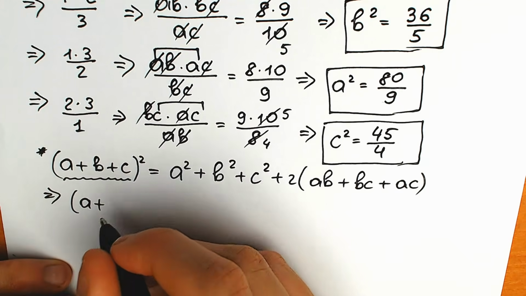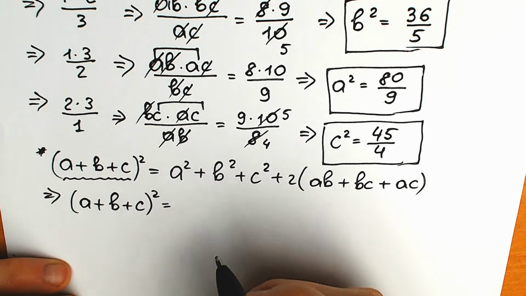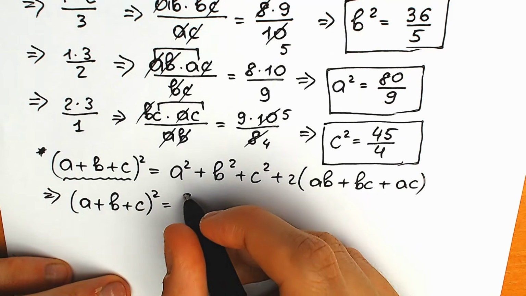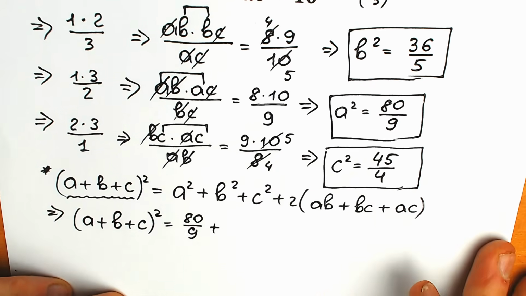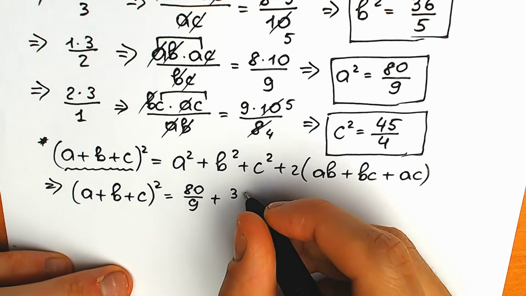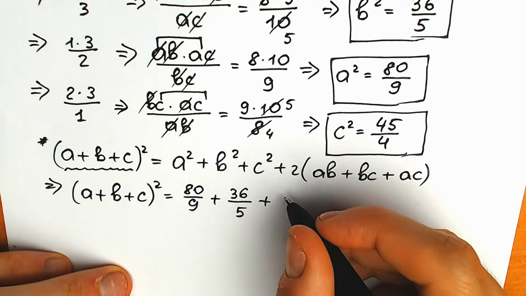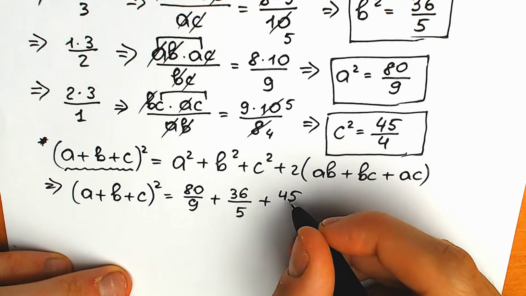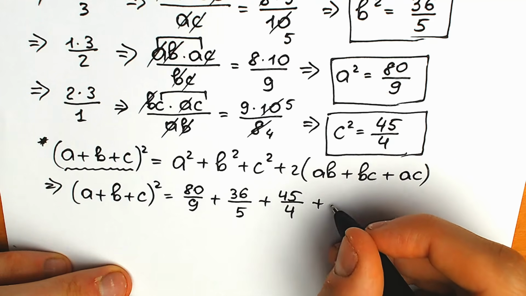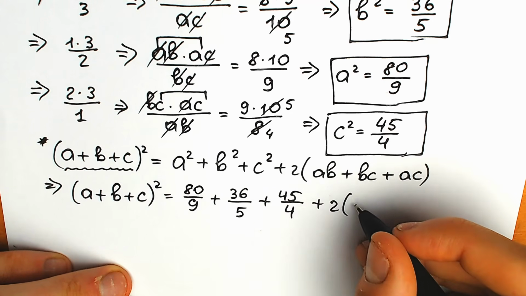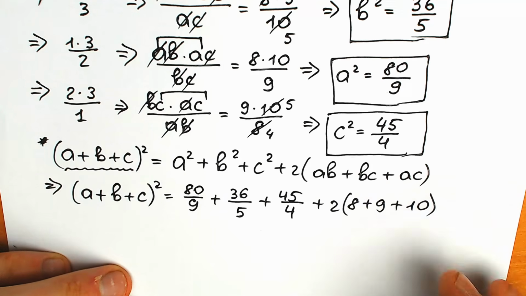So A plus B plus C square equals A square, so 80 over 9, plus B square, 36 over 5, and plus 45 over 4, this is our C square, plus 2 times, in parentheses, 8 plus 9 plus 10 from the beginning.